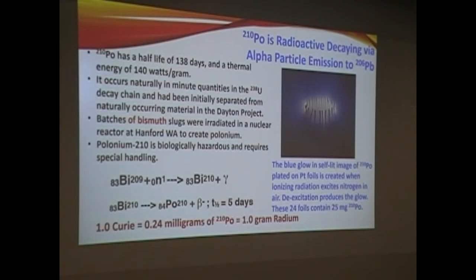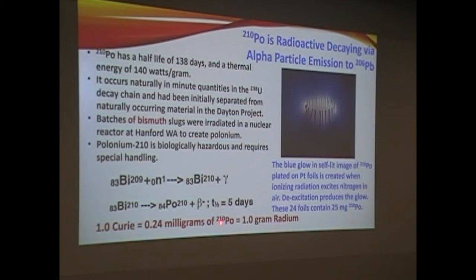Now polonium has this very short half-life, as I mentioned, and therefore emits lots of alpha particles in a short period of time. In fact, the standard counting for radioactivity is a Curie, which is based on the radioactivity that 1 gram of radium has, pure radium metal.